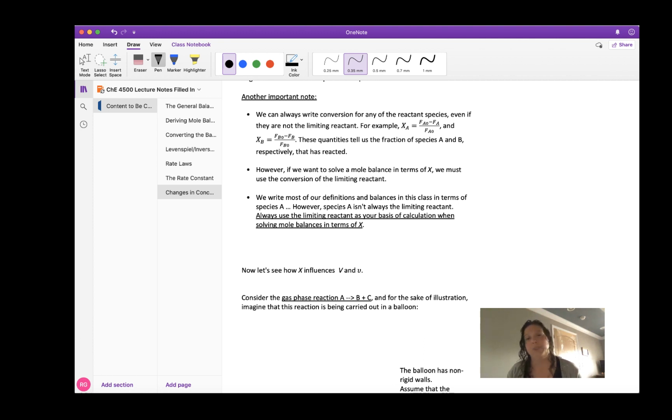In this class, so in the book and in the notes, you're going to see that we are almost always writing everything in terms of species A. However, species A isn't always the limiting reactant, so make sure that you're checking to make sure what the limiting reactant is before you write your balances.